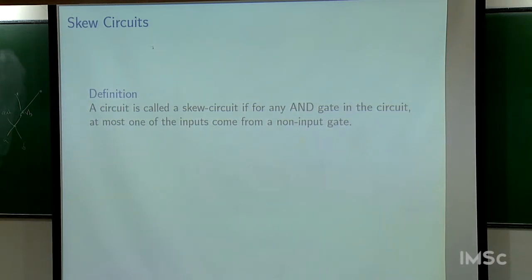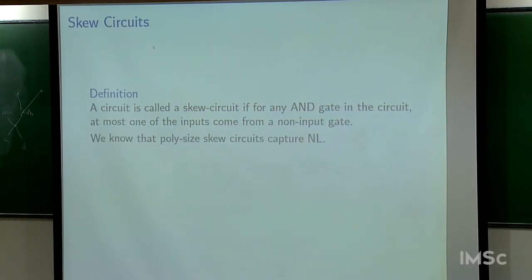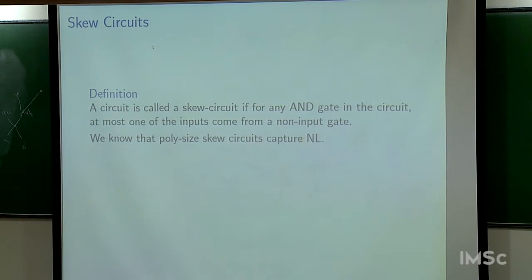So just to refresh your memory, a circuit is called skew if for any AND gate in the circuit, at most one of the inputs comes from a non-input gate. So this is a standard definition, and we know that uniform polysize skew circuits capture the class NL.